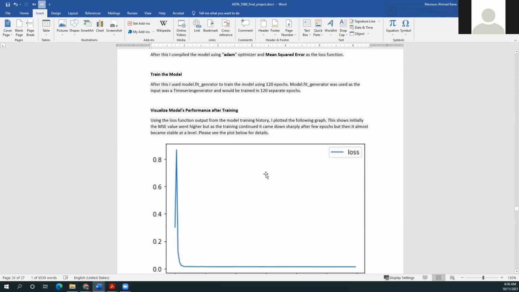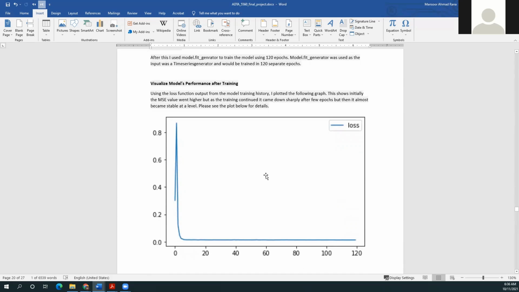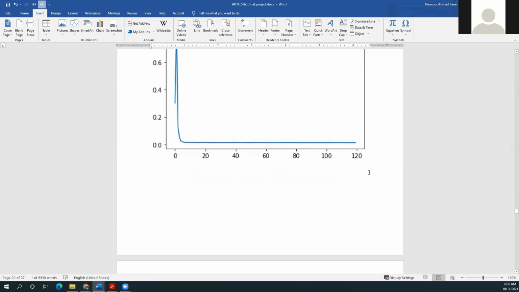And here I'm basically plotting the loss function. So here we can see that initially the loss increased, but after that it sharply decreased, and then it remained stable at a level for all the epochs.